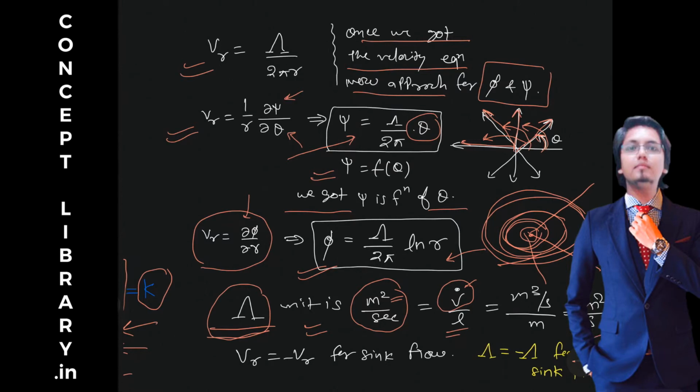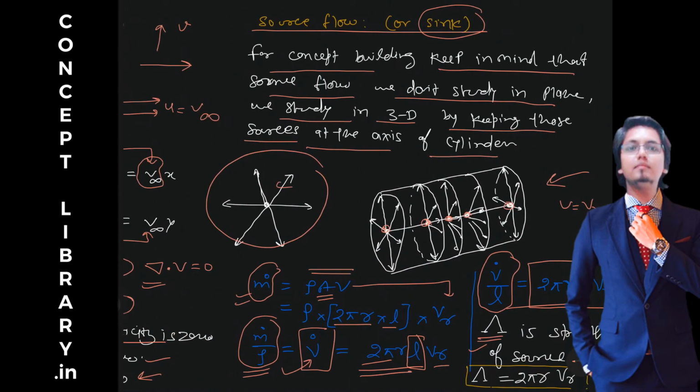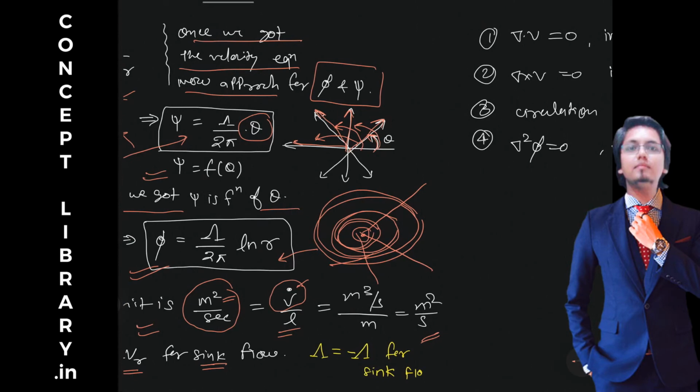So we get here meter square per second. So in case of sink, you will replace vr by minus vr. So whatever diagram you are seeing here, the arrow will be inward now. Then it will be a sink. So your lambda is equal to minus lambda for sink flow.